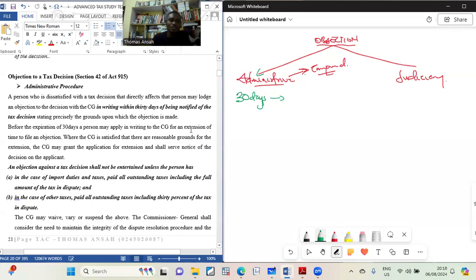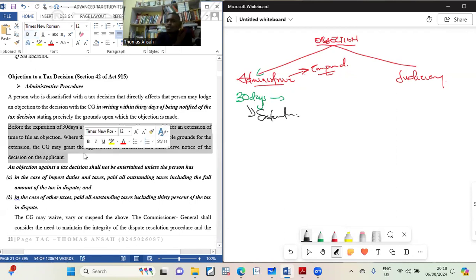Now let's look at the administrative objection process. So here you have it. You have to write to the Commissioner General in writing within 30 days, notifying him about your objection to his tax decision. Of course, if you feel that 30 days is short, you can write to him for an extension. But for the extension, you don't wait for it to expire. You write before the expiration date, stating the grounds for which you want to do this.